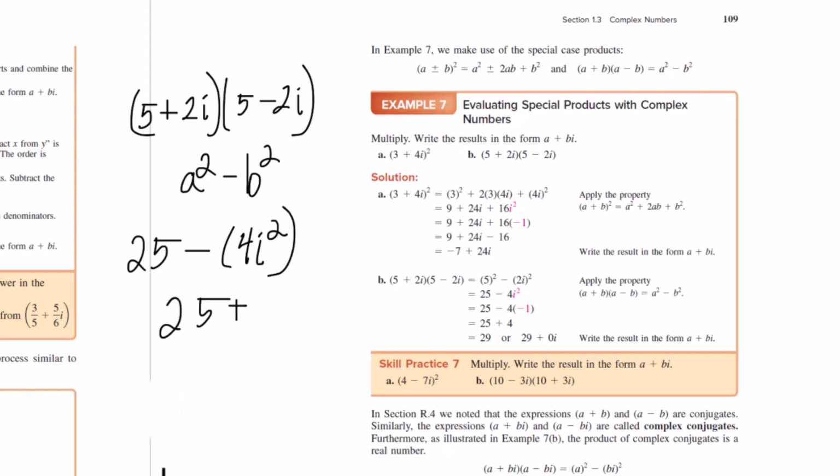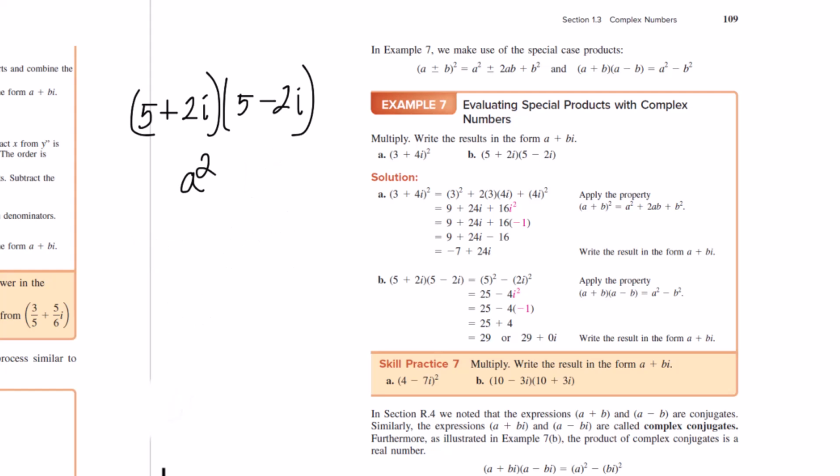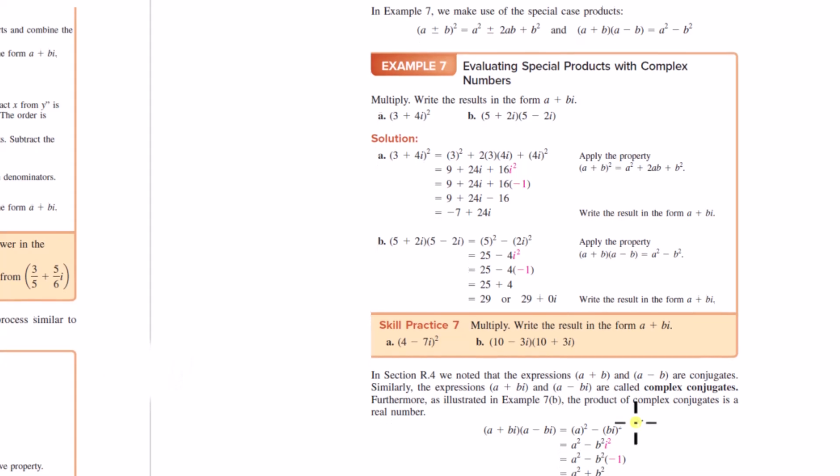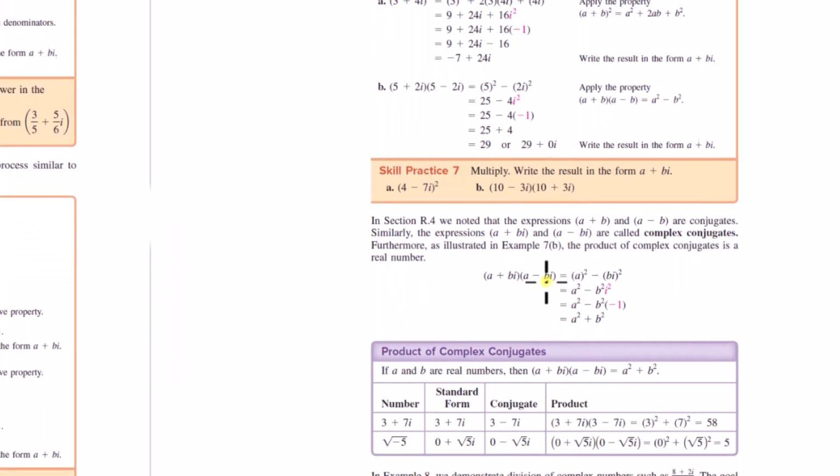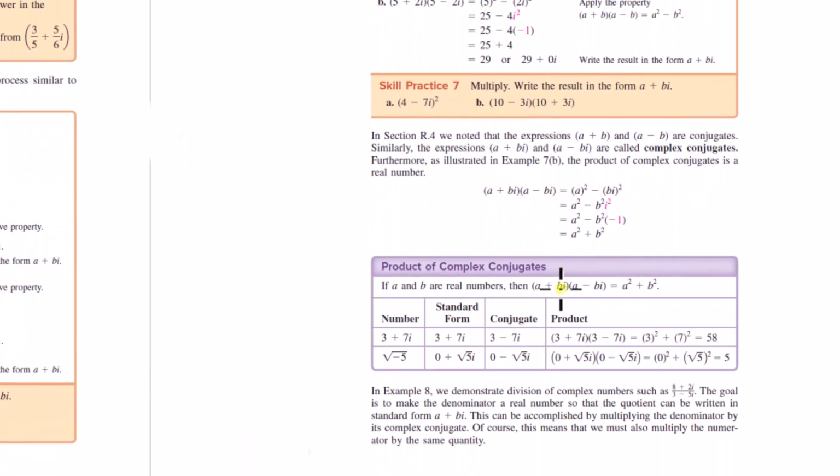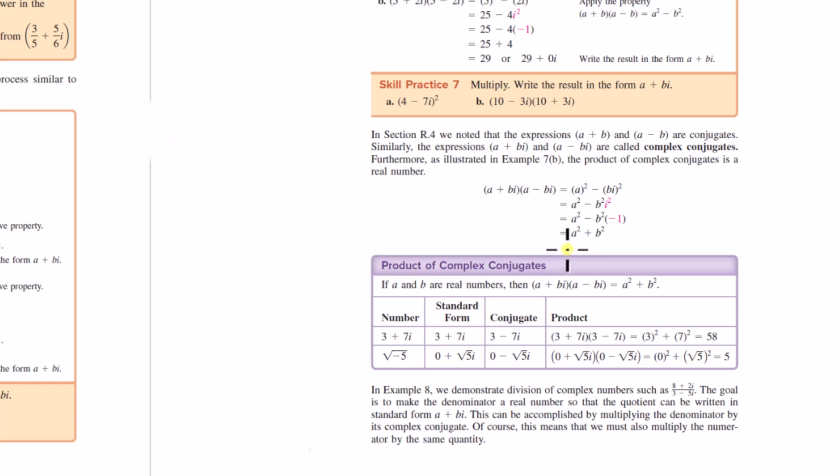So that's interesting. And we're actually going to use this to divide complex numbers. Here it talks about complex conjugates, and the fact that when you multiply complex conjugates, the final result is the sum of the squares of the real and imaginary part. When you multiply conjugates in general, it's a squared minus b squared, but they're just referring to the fact that i squared is negative 1, so you end up with this.